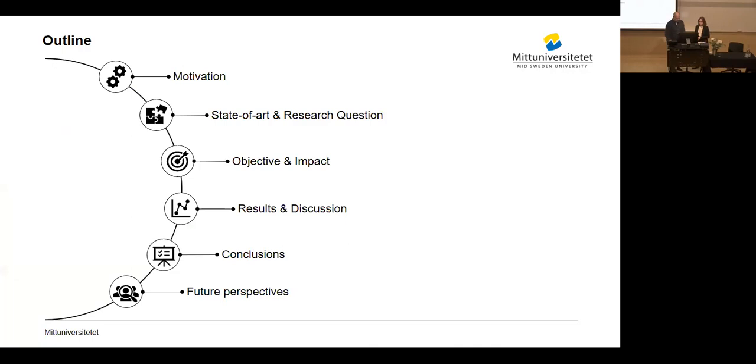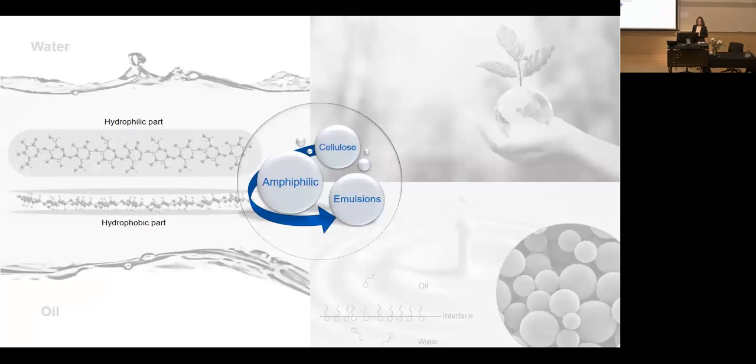Maybe now. Yeah. Okay. So I will follow this outline, starting from the motivation of the work, state of the art and research question, objective and impact. And then we'll go through the results and discussion, conclusions, and future perspectives. So as the title suggests, we will be here talking about cellulose, amphiphilicity, and emulsions. These are the three keywords of my work.